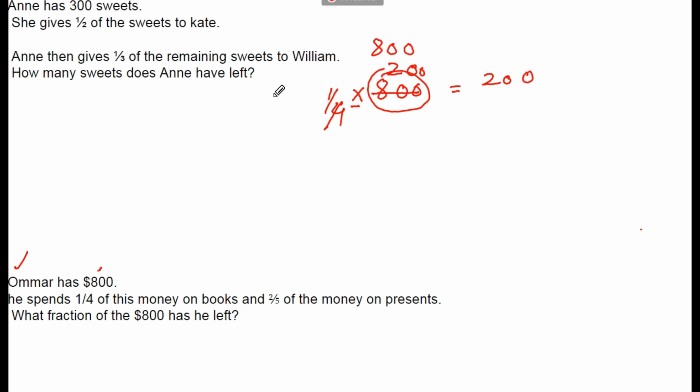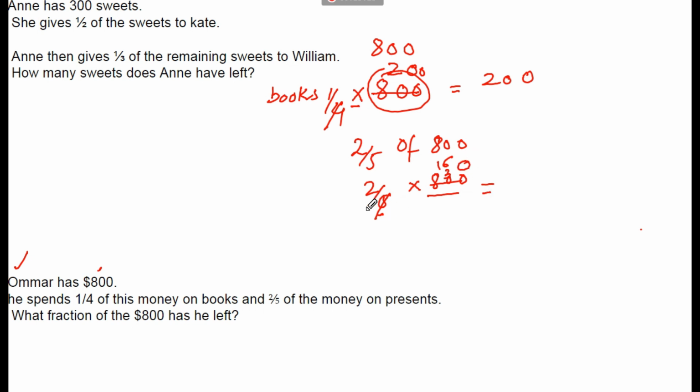So where he spent it? On books, right? Okay, so 2/5 of his money, 2/5 of 800, that means 2/5 of 800, like this. So now we can divide 800 by 5 because it can be simplified. 5 times 1 is 5 and then 30 here. 5 times 6 is 30 and 0 at the end.